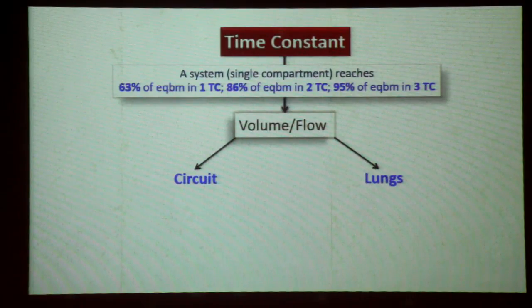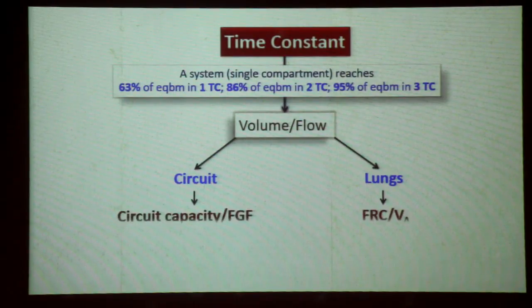The volume by the flow which you are giving. So you have 2 volumes here. One is the circuit, the other is the lung. And the volume by flow will be the circuit capacity divided by the fresh gas flow, and in the lungs it will be the functional residual capacity divided by the alveolar ventilation. Right? Is it clear? So these are two compartments which we are considering separately.